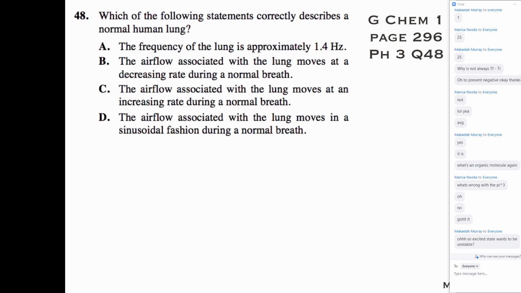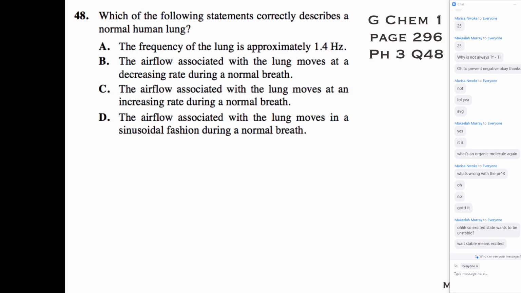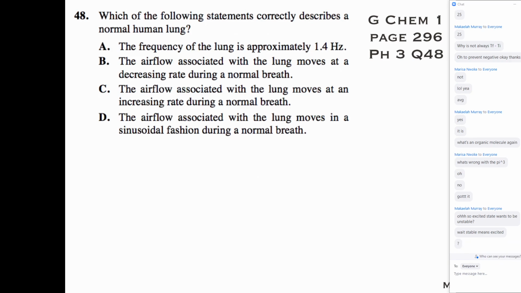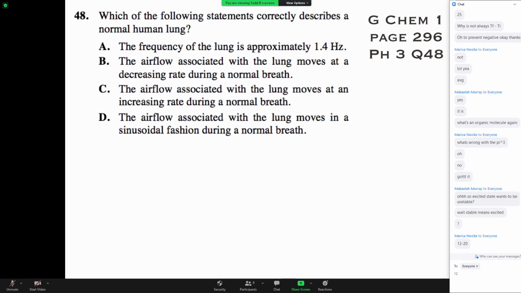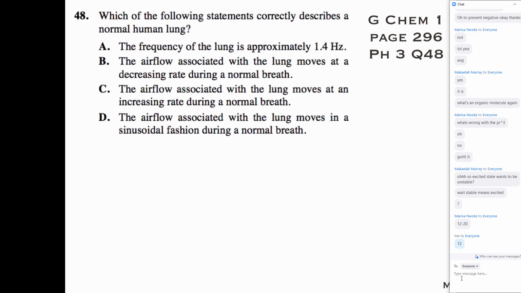Which following statement correctly describes the normal lung? It has a frequency of roughly 1.4 hertz. Ooh, teach me something, because I have no idea. How many breaths do we normally take per minute? Okay, so 12 to 20, 12-ish. Can I say 12 to 15 for a healthy person, a little bit more depending on who you are?